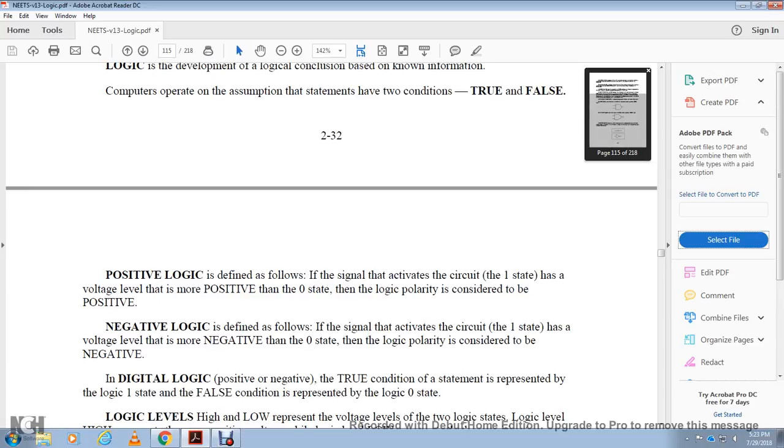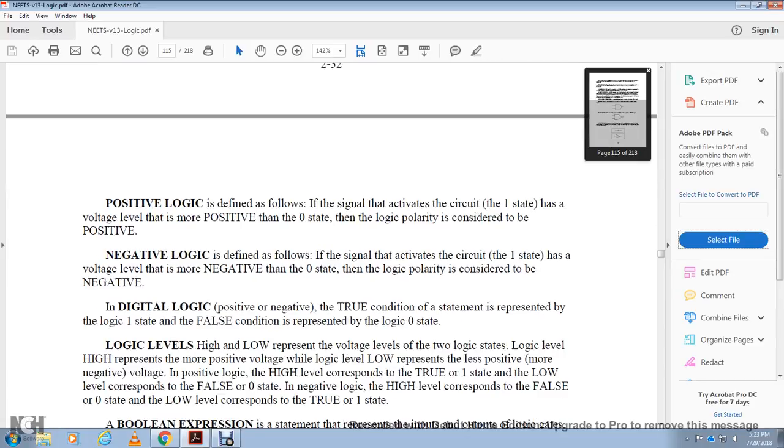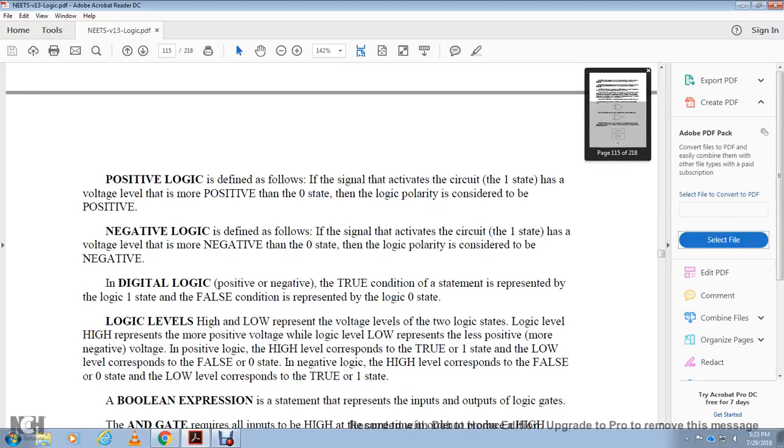In digital logic, positive and negative, the true condition statement is represented with the logic state 1, and the false condition is represented with the logic state 0. Logic levels of high and low represent the voltage levels of the two logic states, with the logic level of high representing the most positive voltage, while the logic level of low represents the least positive, the more negative voltage.